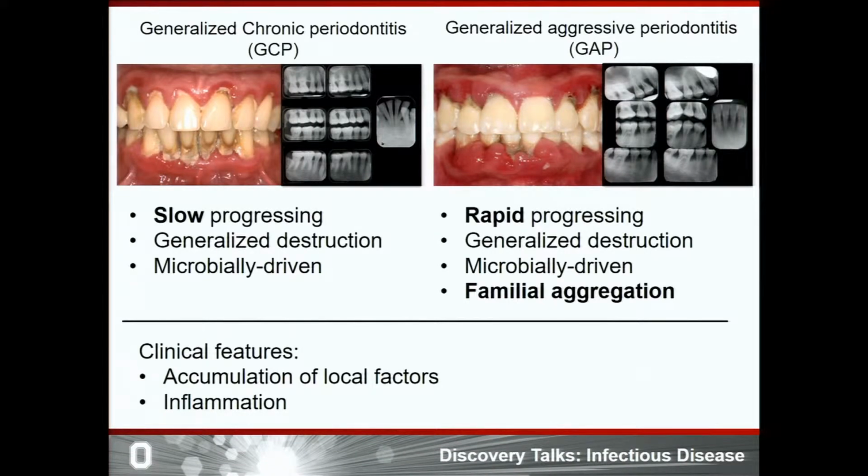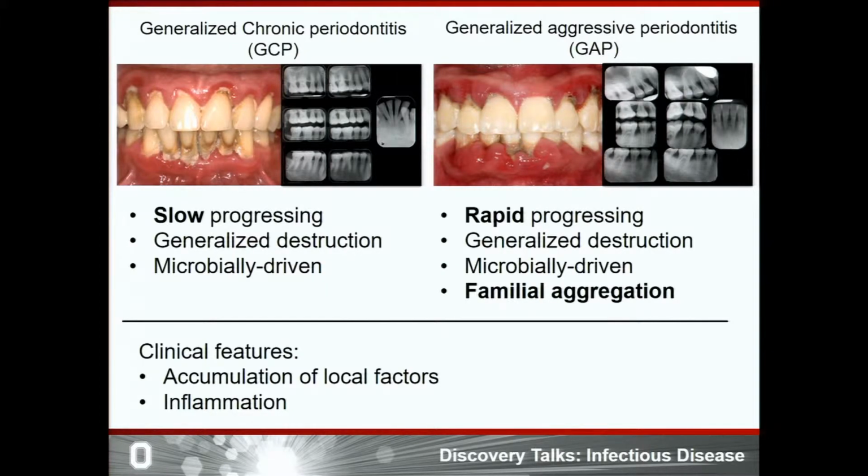Here are two cases. Generalized aggressive periodontitis, or GAP, looking almost exactly the same as generalized chronic periodontitis, GCP. Both patients have a lot of local factors and a lot of inflammation. Now, here's the problem. If you misdiagnose generalized aggressive periodontitis as generalized chronic, you will be treating the patient in the wrong way. Two things are going to happen. Treatment is going to fail, and you're going to need to repeat the surgeries again, meaning more time, more money for the patient.